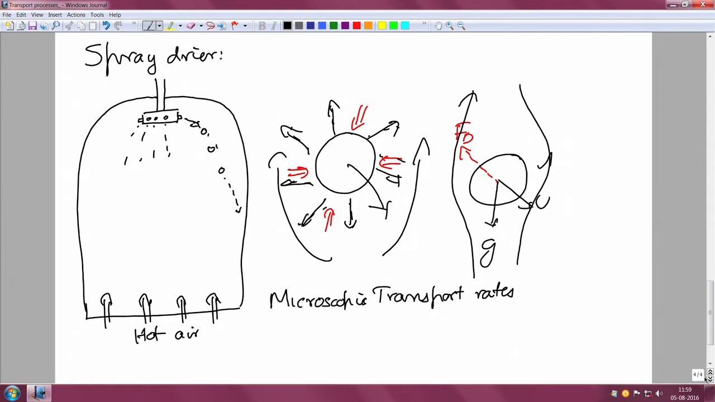Okay. Because if you do not evaporate all of the water, then the droplets will stick and the product quality will degrade. Okay.